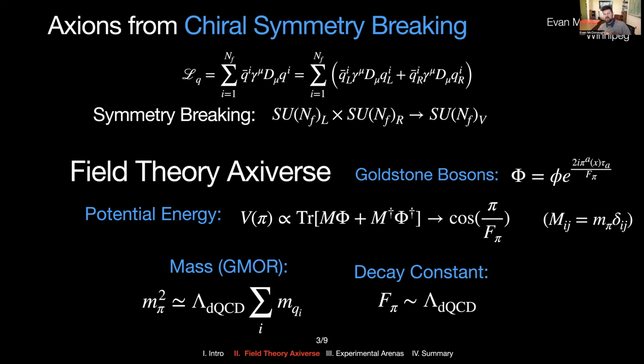In the vacuum state of QCD, where I have a quark antiquark condensate, which is pairing up left and right degrees of freedom, this breaks that chiral symmetry. To be more specific, it breaks the left cross right chiral symmetry down to the diagonal subgroup, which we call the vector SU(N). The Goldstone bosons of this chiral symmetry breaking are what we're referring to as the field theory Axiverse.